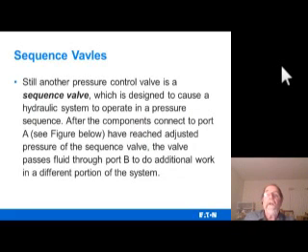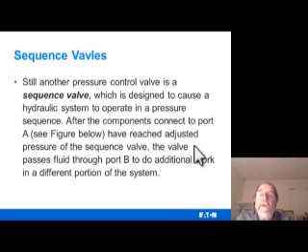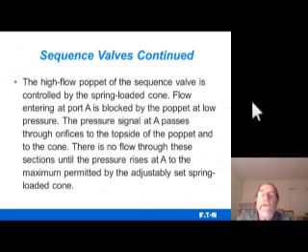Sequence valve. A sequence valve is just designed to cause a hydraulic system to operate in a pressure sequence. After the components connected to port A have reached the adjusted pressure of the sequence valve, the valve passes the fluid through port B to do additional work in a different portion of the system. The high flow poppet of the sequence valve is controlled by a spring-loaded cone. Flow entering at port A is blocked by the poppet at low pressure. The pressure signal at A passes through the orifice to the top side of the poppet and to the cone.